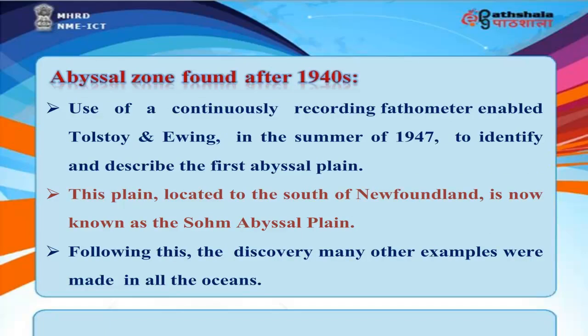Use of a continuously recording depth recorder enabled Tolstoy and Ewing in the summer of 1947 to identify and describe the first abyssal plain. This plain, located to the south of Newfoundland, is now known as the Sohm Abyssal Plain. Following this, many other examples were discovered in all the oceans.